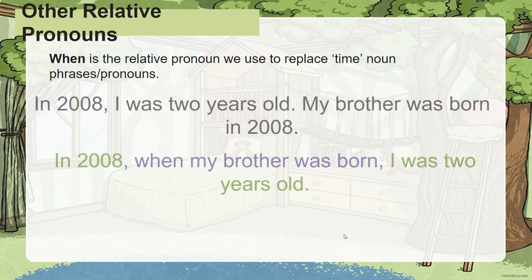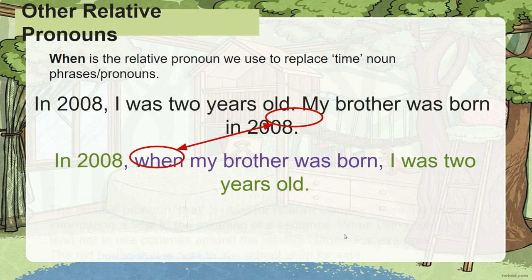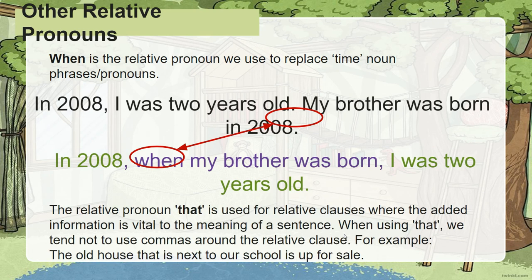We also have when. Now you're going to take your time as you go through these and identify them each, but as you can see, my becomes when. The relative pronoun that is used for relative clauses where the added information is vital to the meaning of the sentence. When using that, we tend not to use commas around the relative clause. For example, the old house that is next door to the school is up for sale.